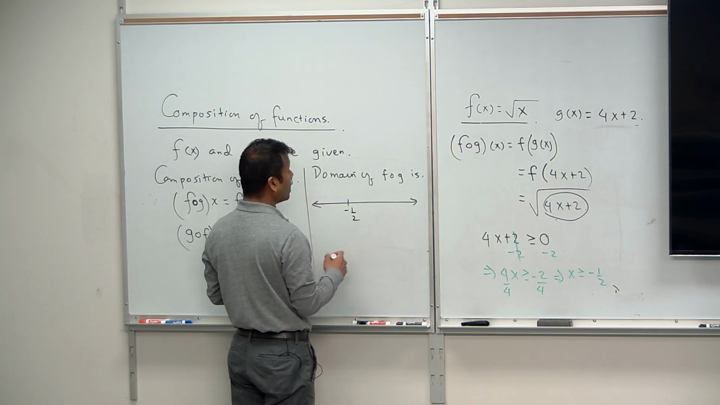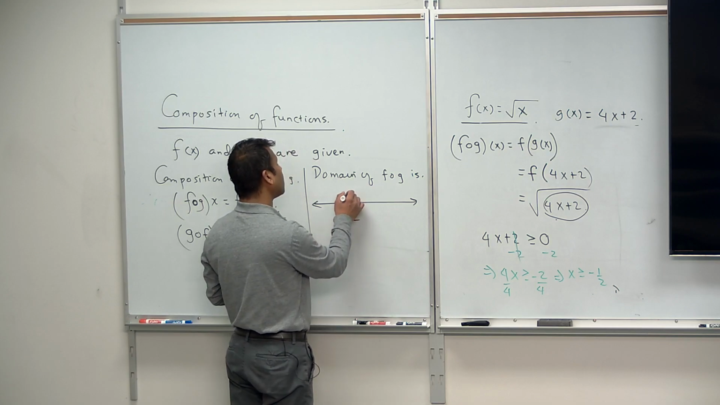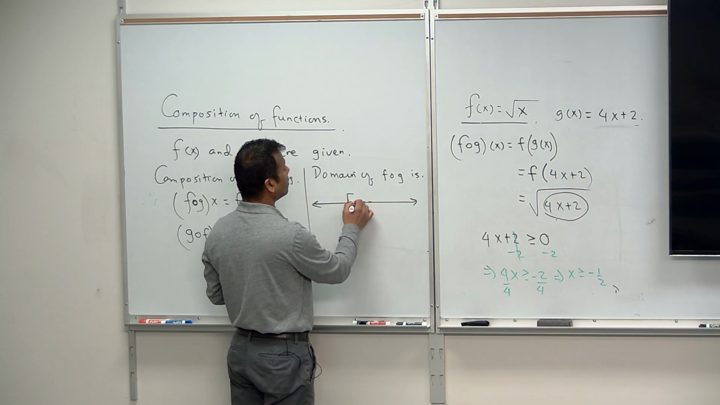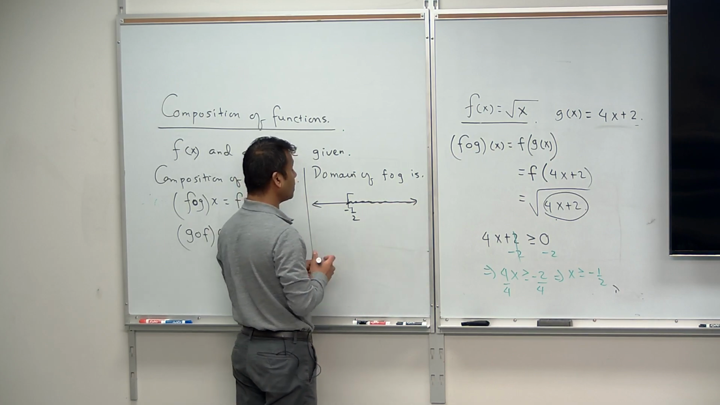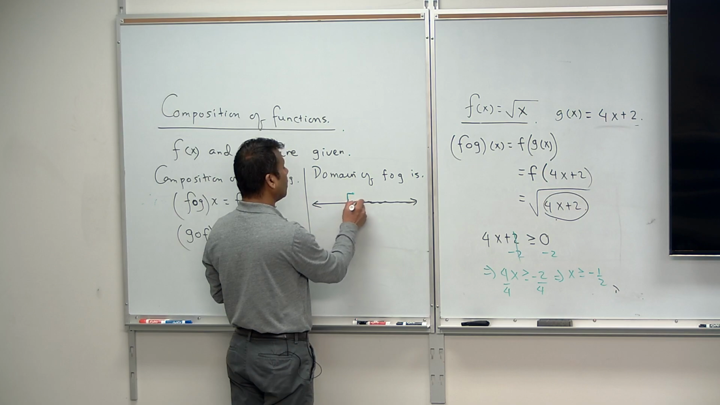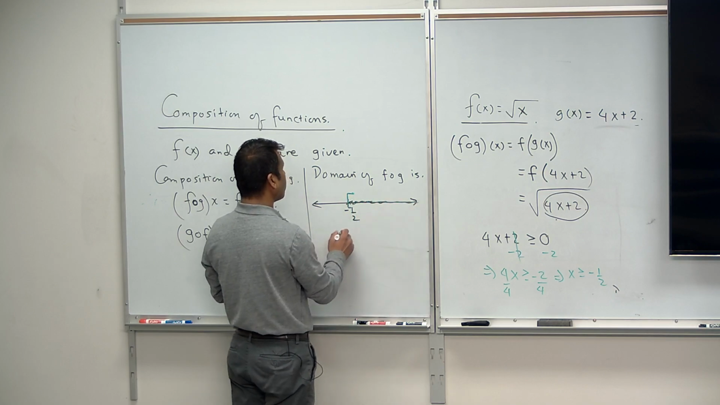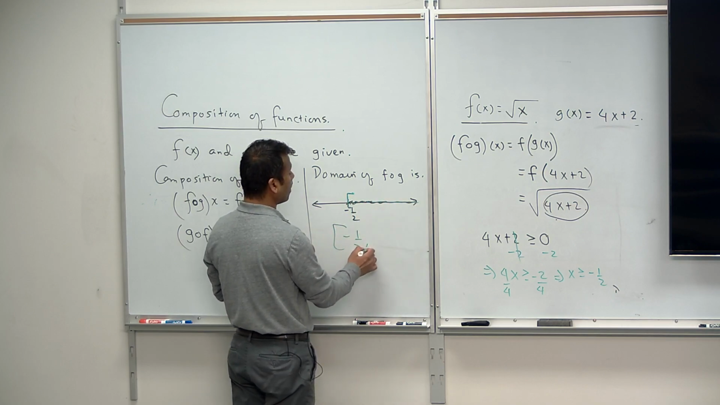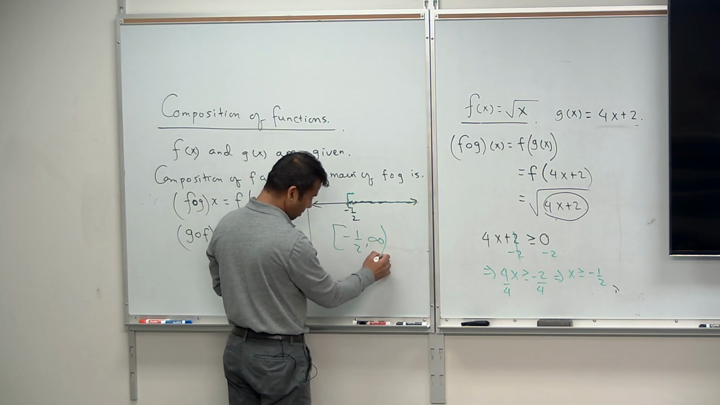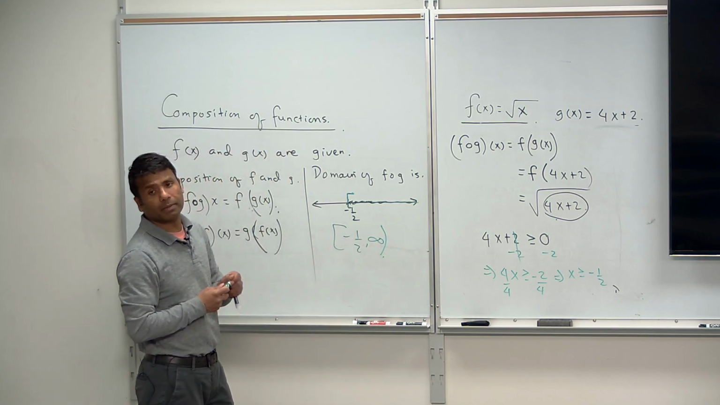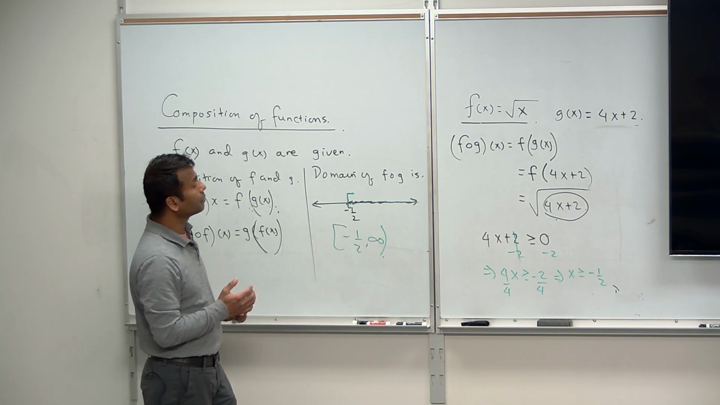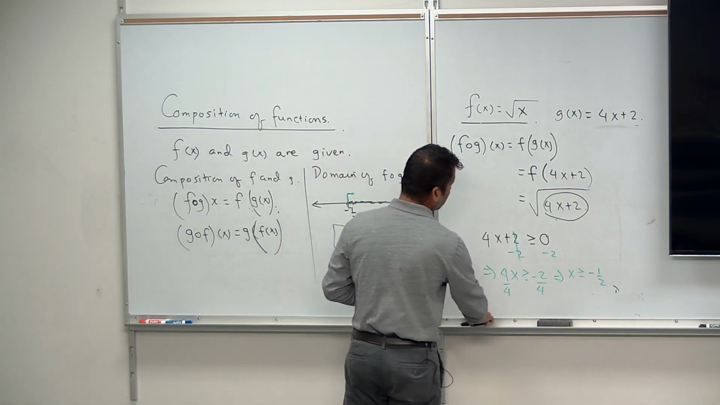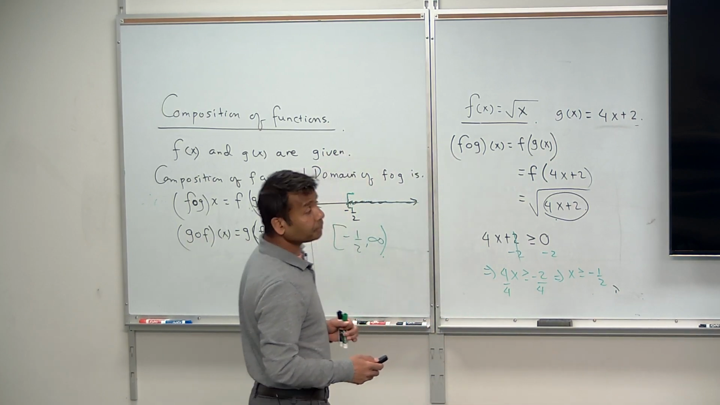So x is greater than or equal to negative 1/2. So that means you have this part. See that? So this is the domain. You can write in interval notation like negative 1/2 comma positive infinity. Make sense? Okay? Did you get it, guys?